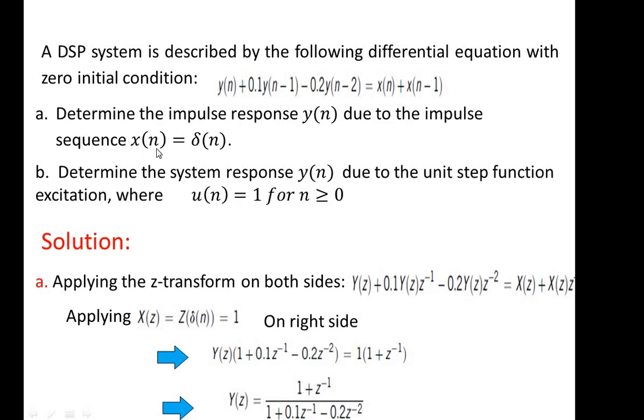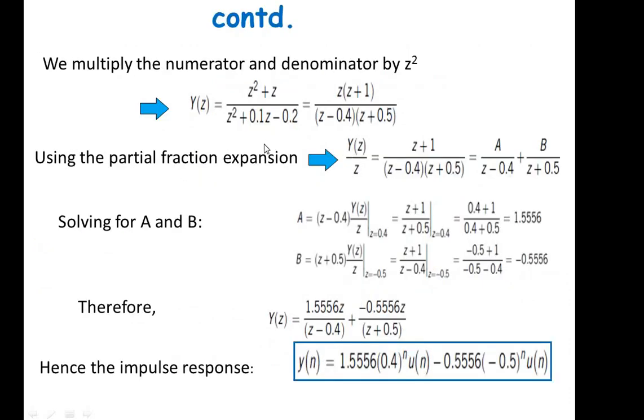So x of n is delta of n, and the z transform of delta of n is 1. So we can replace the value of X of z by 1. This is what we have done here, and after that we are getting the value of Y of z. We are trying to solve this, decompose this Y of z, and at last we are taking the inverse z transform.